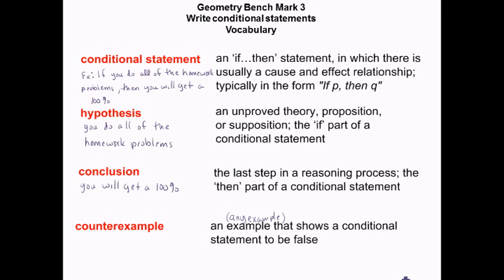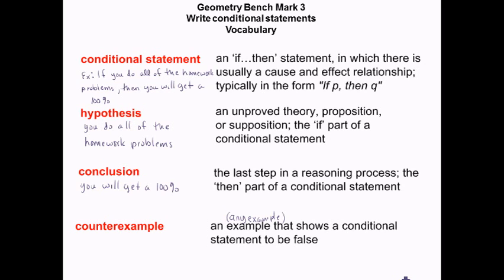So if you don't do the problems and you don't get 100%, it's still a true statement. If you do the problems and then you get 100%, it's a true statement. When it becomes false is when there's a counterexample. You do all of the problems and somehow that 100% doesn't happen. And if there's any situation that could arise where that would occur, any at all, it'll show the statement to be false, and that's the counterexample.